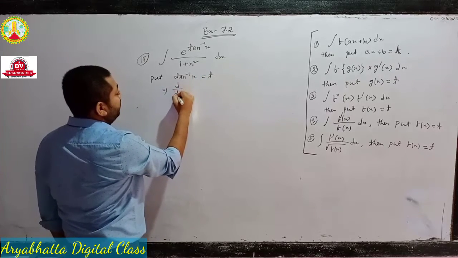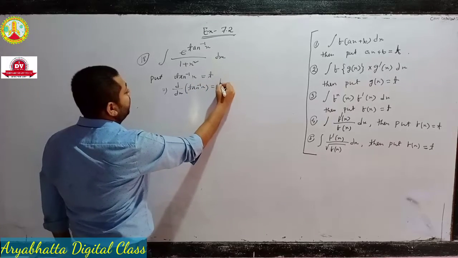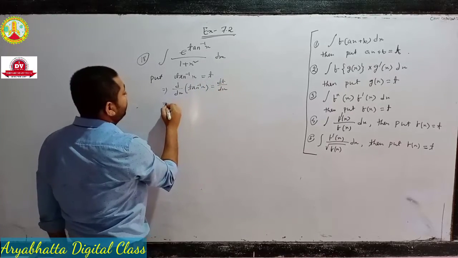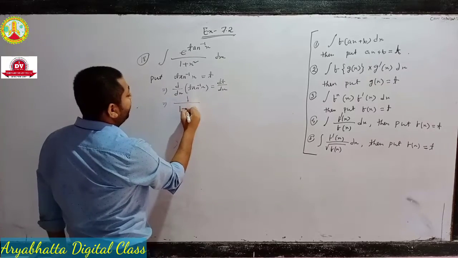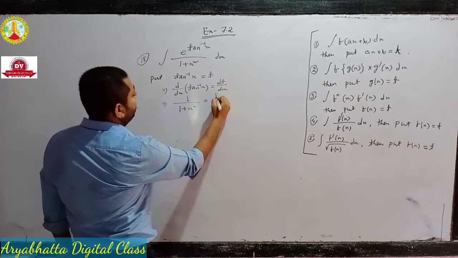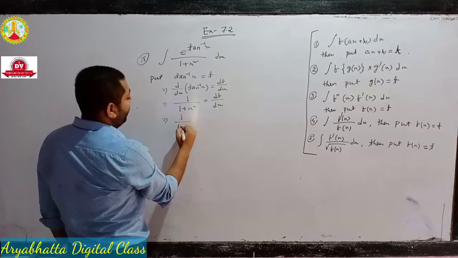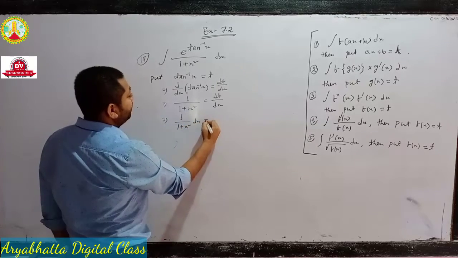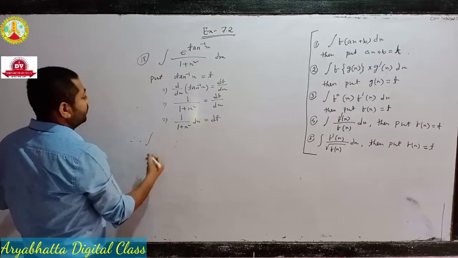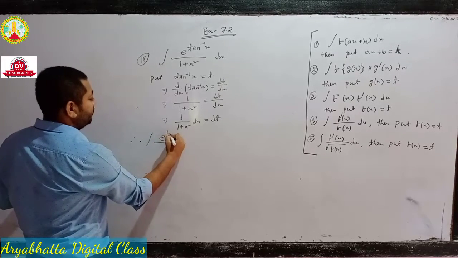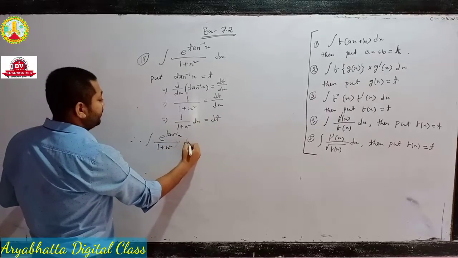Therefore, differentiating both sides with respect to x, dt by dx equals, we know that d by dx of tan inverse x equals 1 by 1 plus x square. So dt by dx equals 1 by 1 plus x square, which implies 1 by 1 plus x square dx equals dt.